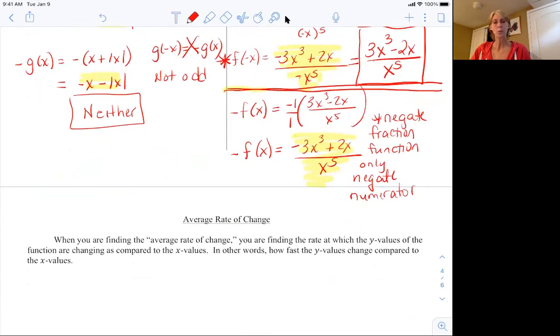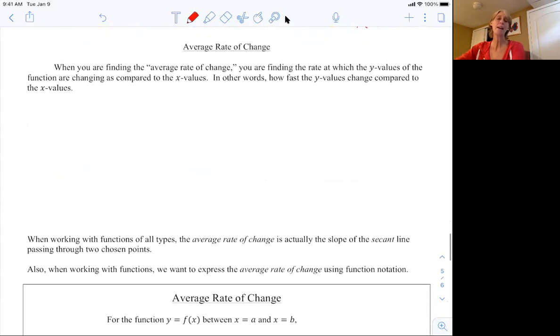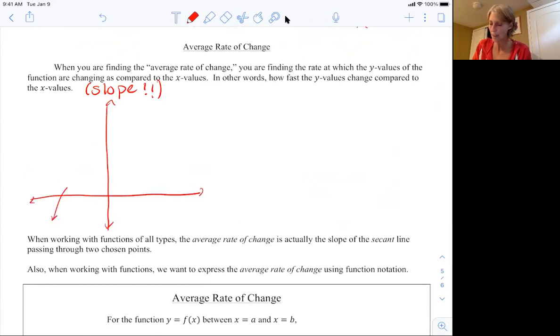All right, moving on. Last thing we're going to talk about today is the average rate of change. Hopefully you remember from your algebra class and your geometry class, when you're finding the average rate of change, you are finding the rate at which the y values of the function are changing compared to the x values, right? We know this as slope. So we're going to be finding the average rate of change of a function over a given interval.